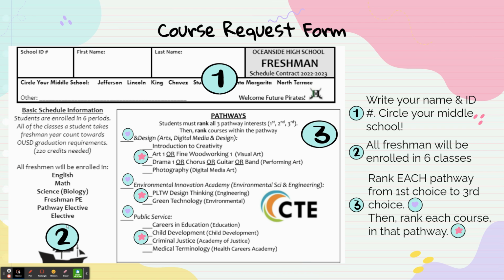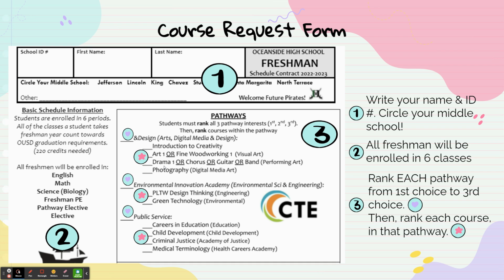So over here, this number 2, I have the 6 classes listed that students will be taking: English, math, biology, PE, and 2 elective classes. So students will have 6 classes. You're going to be picking those 2 other classes, the pathway elective or the elective, right now using this form. So what you're going to do is rank the pathways, number 3. You're going to rank each pathway from a first choice to a third choice. So that's by you writing a 1, a 2, a 3 here. And then you're going to rank each course within that pathway. Again, 1, 2, and third choice.